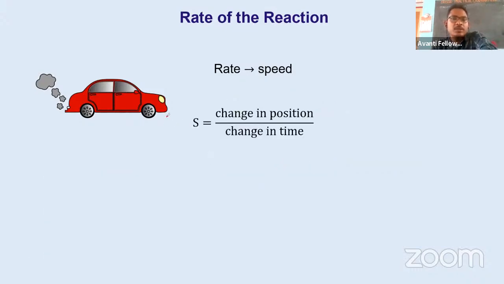to find out speed of this car, we have to take the change in position. What is the initial position? Sorry. Whenever you take change, you have to take final minus initial. Final position minus initial position by total time.